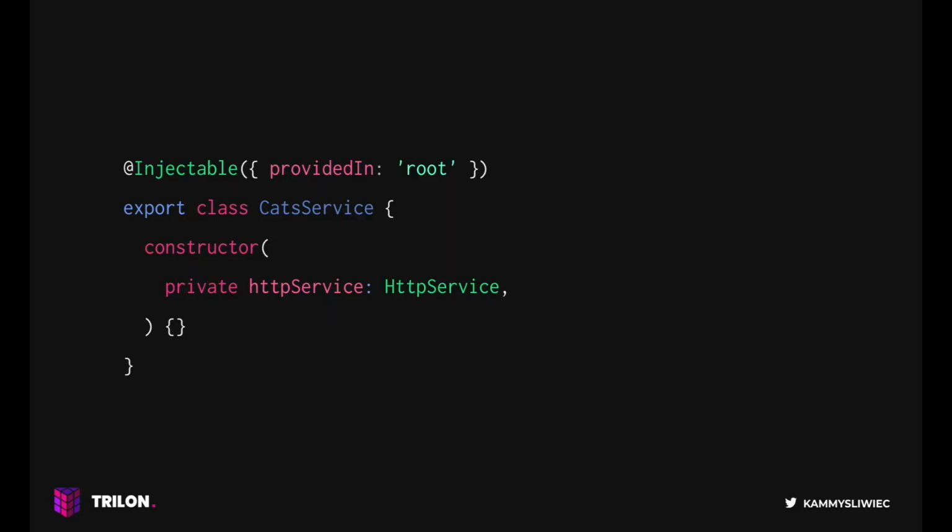So this is a typical Angular provider, a cat service with injectable decorator on top of it. HTTP service is a required dependency that will be eventually injected through constructor. Since Angular 6, we can register providers using the new provided in attribute. These providers are tree-shakeable, which means that they enable dead code elimination and lead to a smaller bundle.